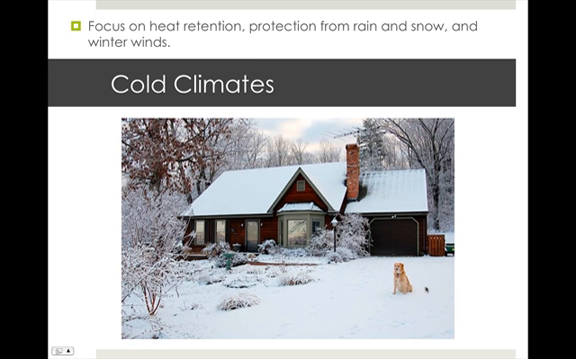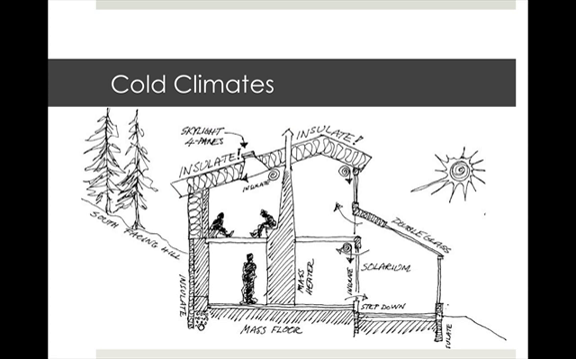In cold climates, structures focus on heat retention, protection from the rain, snow, and cold winter winds. Passive solar heating, minimizing surface area to help reduce exposure to cold temperatures, and orienting the building to the south to take advantage of the sun are ways to keep the structure warm without mechanical assistance. And here you can see they want you to insulate very heavily.